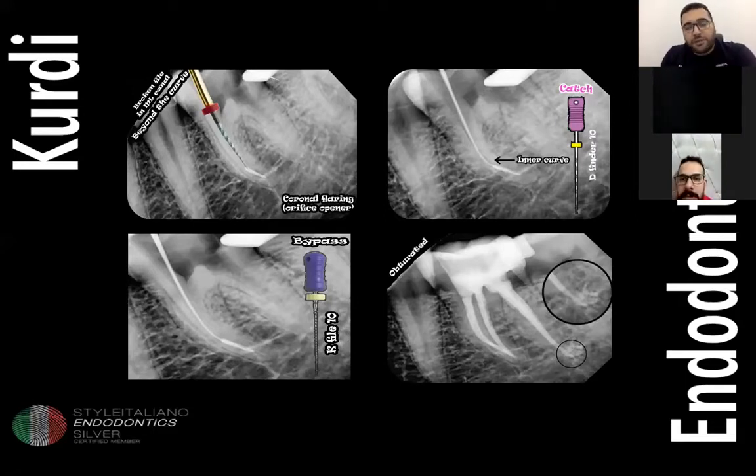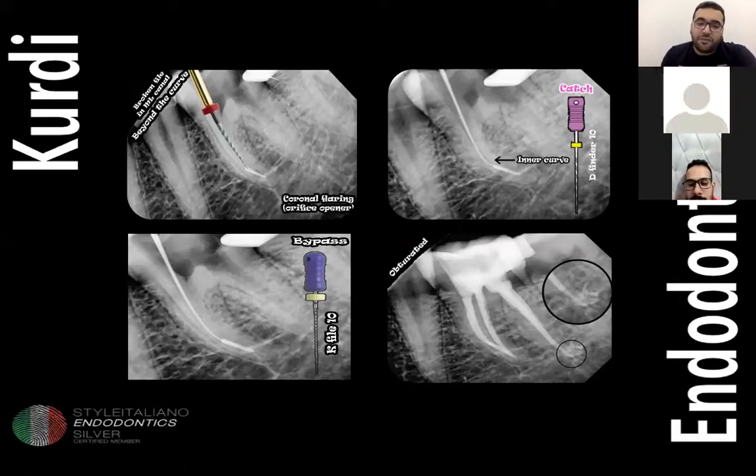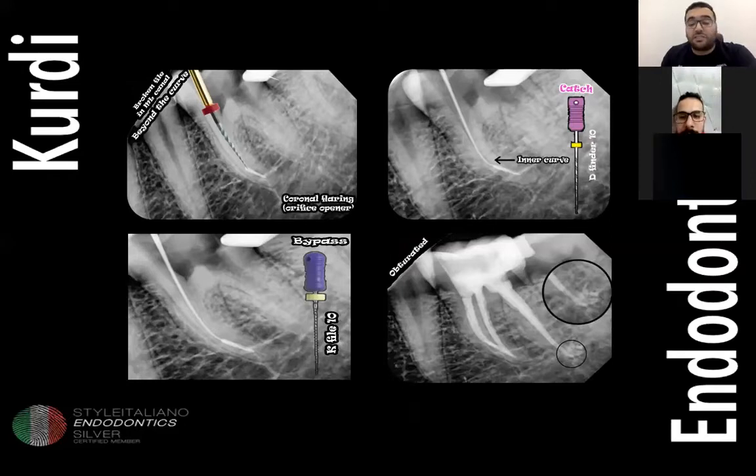Some schools say that if you have this kind of broken file in one of two canals that open together in the same portal of exit, you can shape and obturate the main canal, and only shape to the broken file and obturate to the level of the broken file. But why not give it a chance? Why not give it a try to bypass it?